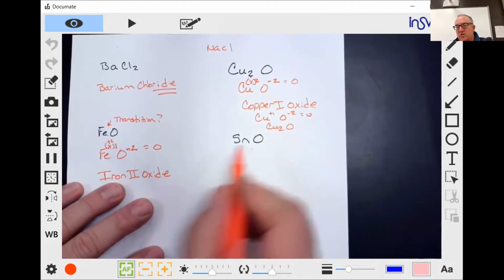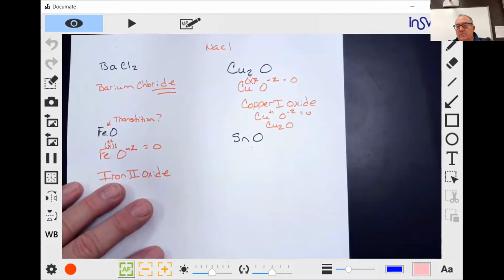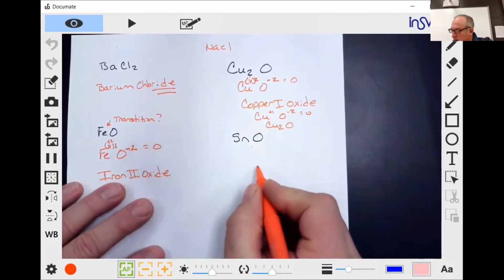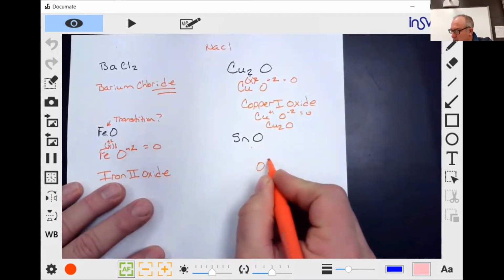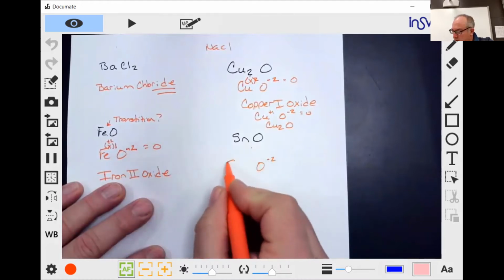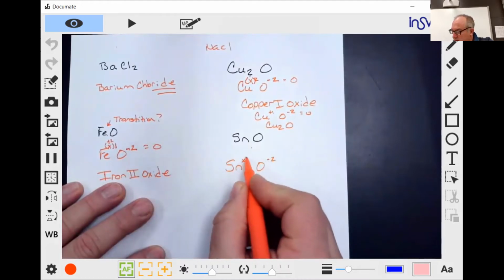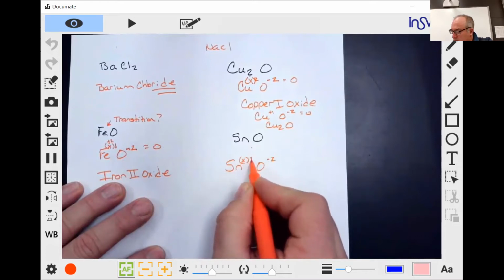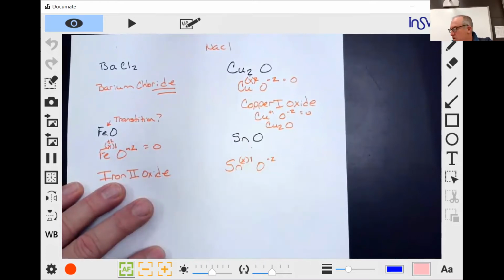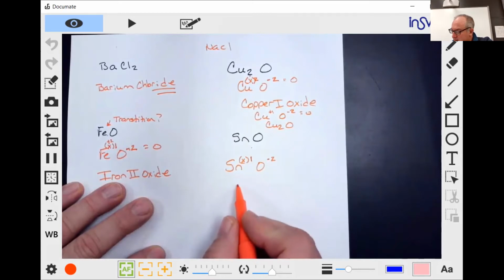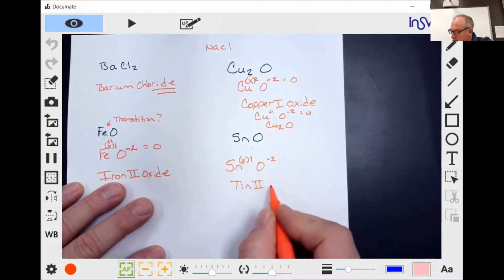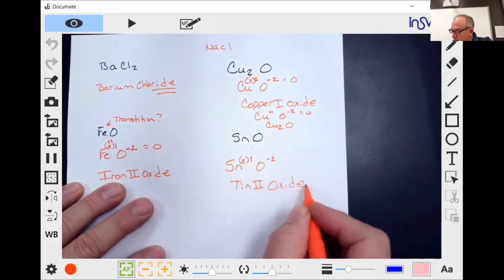See if you can do this one with tin. All right, we know oxygen is always a -2. Tin, there is just one of them. So in this case, that X has to be 2. Tin 2 oxide.